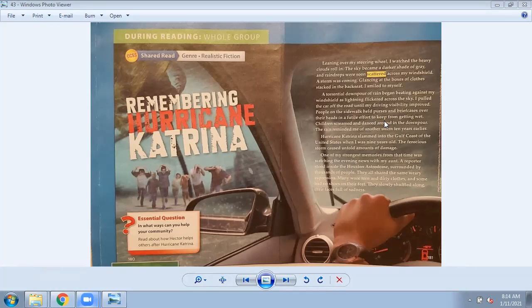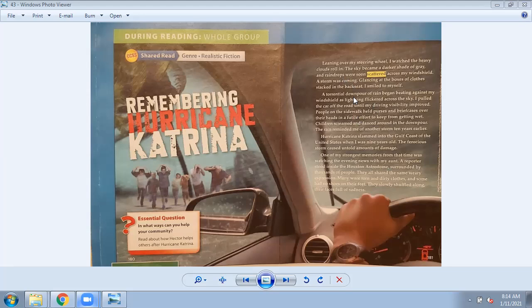Remembering Hurricane Katrina. This story is realistic fiction. So this story didn't actually happen, but it's based on Hurricane Katrina, which was actually a real hurricane. But this is realistic fiction because the characters, the settings, and the plot are made up, okay?